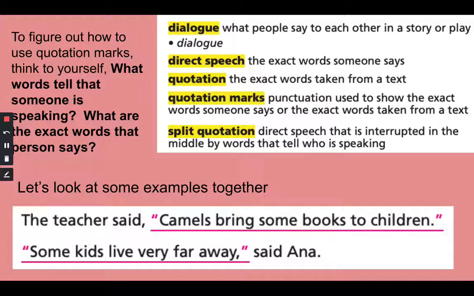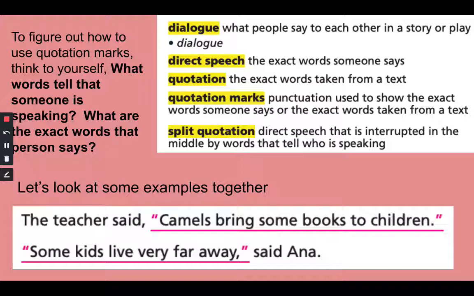A split quotation is when direct speech is interrupted in the middle by the words that tell who is speaking. For example, "I scored," he exclaimed. "My team finally won." I have dialogue on both sides of where I tell who is speaking. "I scored" is dialogue, and then in the middle I said "he exclaimed" to tell the reader who's speaking, and then he continues by saying, "My team finally won." So it's split.